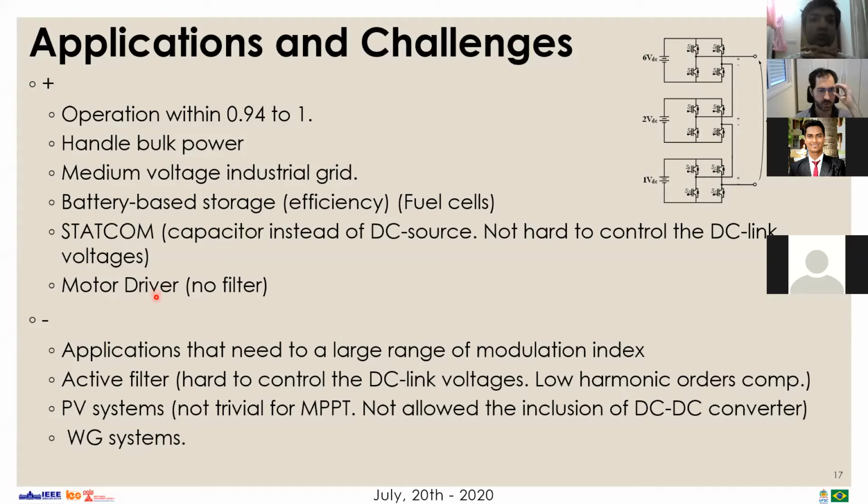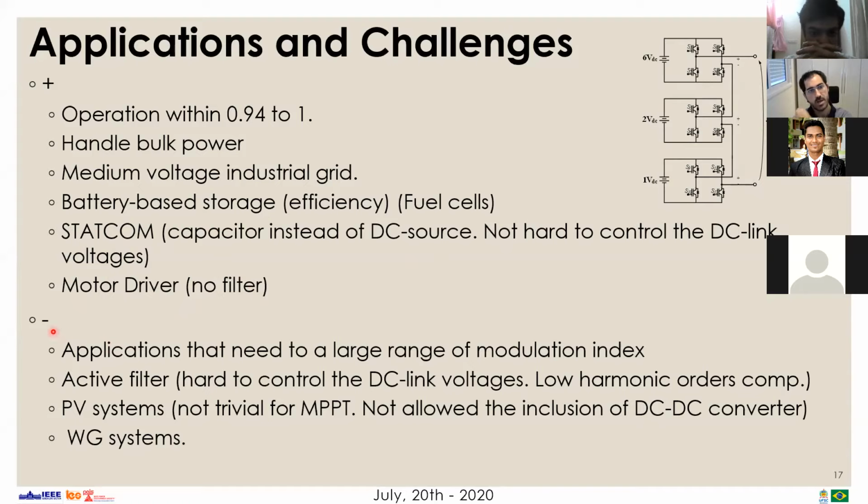And of course, you can also have some motor drives. Again, you don't need to use a filter for motor drives, and this voltage is quite sinusoidal. You don't need to use a filter in PWM applications either. Imagine here that the voltage is quite sinusoidal. Very good for motor drive applications.